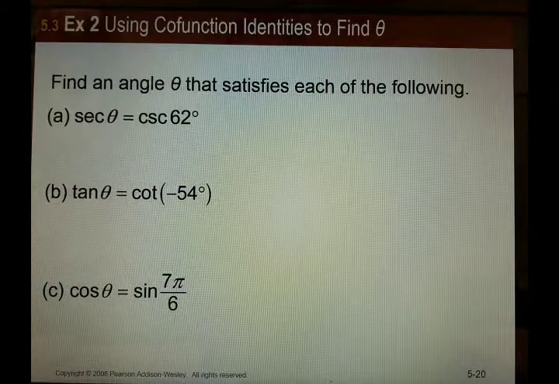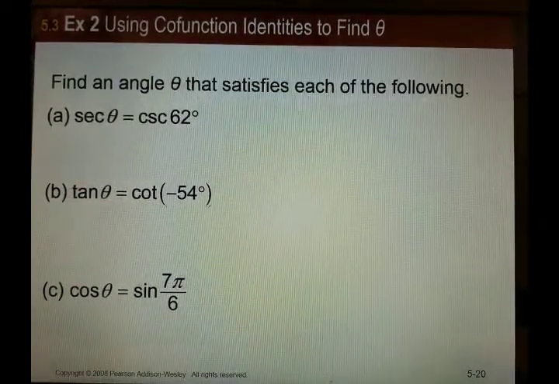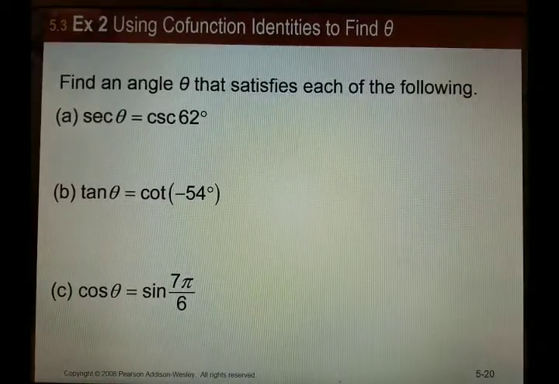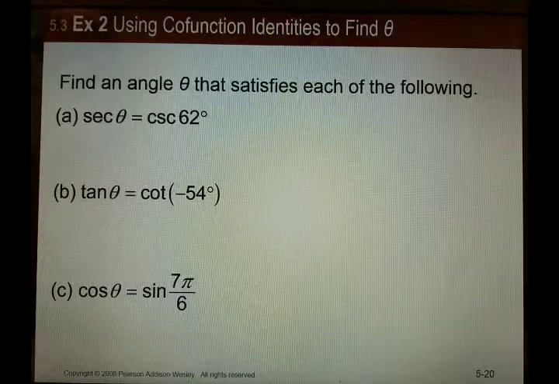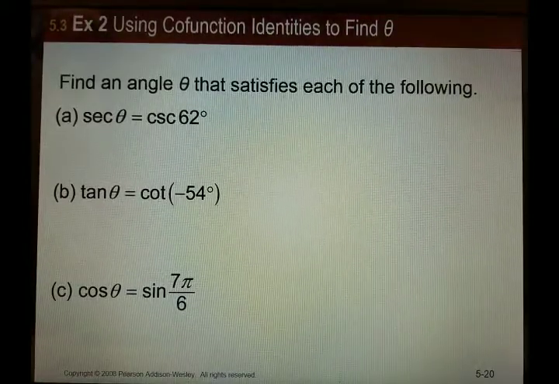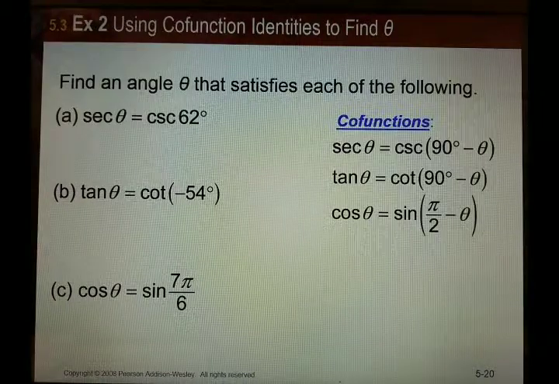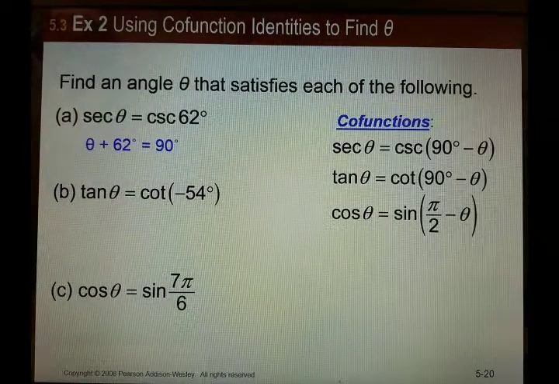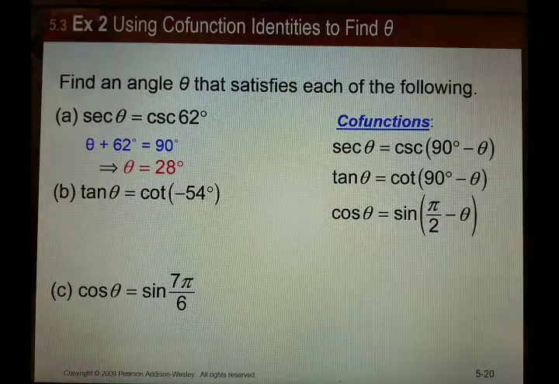The directions are telling us to use the cofunctions to find the theta. So we're going to use the cofunctions to find the theta. So my cofunctions, I know secant and cosecant are cofunctions. Since the secant and cosecant are cofunctions, we know those two angles add up to 90 degrees. Therefore, theta plus 62 equals 90 degrees. We subtract the 62 over, and theta is 28 degrees.